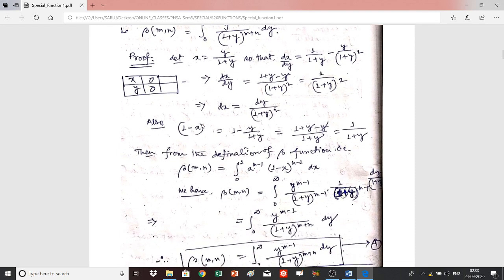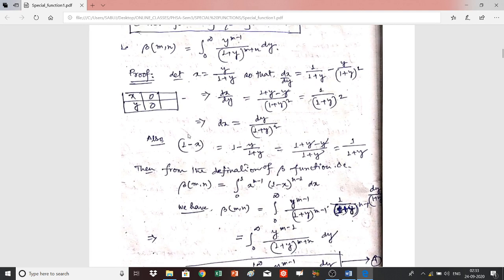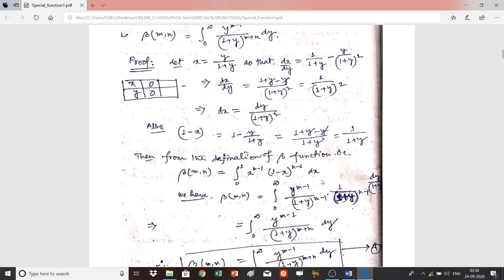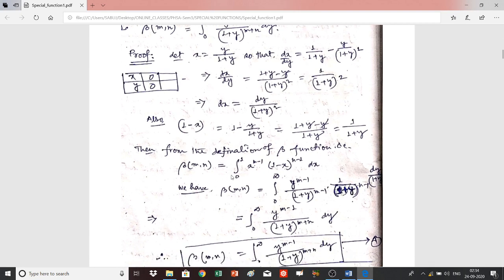Now to calculate 1 minus x, that is equal to 1 minus y by 1 plus y, that will give you 1 by 1 plus y. So from the definition of beta function, you know that beta mn is equal to the integral from 0 to 1 of x to the power m minus 1 into (1 minus x) to the power n minus 1 dx. Just substitute the values of x and 1 minus x that were calculated here.